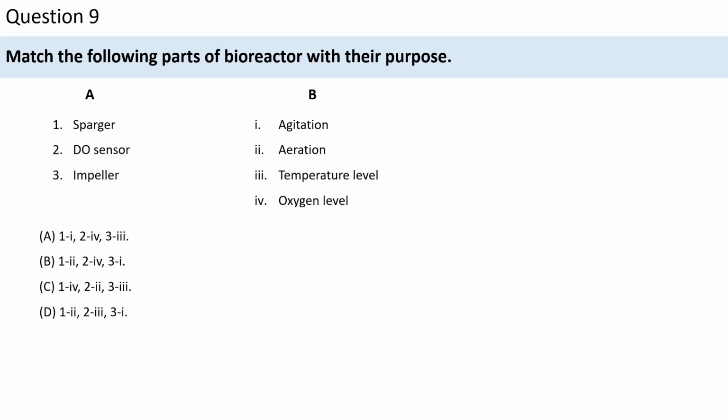Match the following parts of bioreactors with their purpose. Sparger, that is used for aeration. Sparger can be used for agitation also in the case of pumped air, like in airlift bioreactors. But in this match-the-following, the sole purpose of the sparger is aeration, and the impeller is for agitation. The DO sensor is for oxygen level.